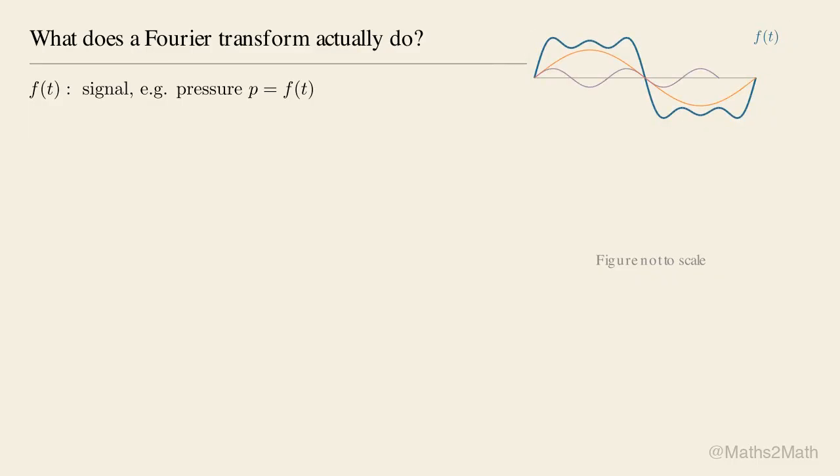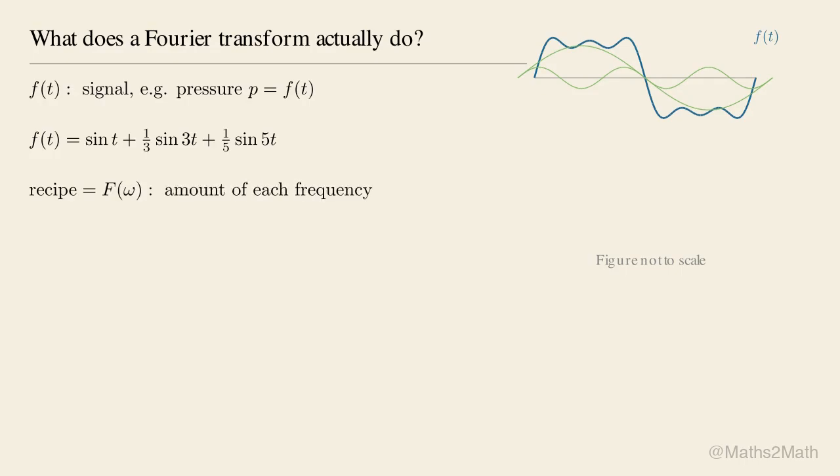See it in reverse first. Take 3 clean sine waves, a slow one, a triple speed one at a third the strength, a 5 times one at a fifth. Add them point by point, and a squarish wave appears. Simple ingredients, complicated-looking total. The Fourier transform runs that backwards.